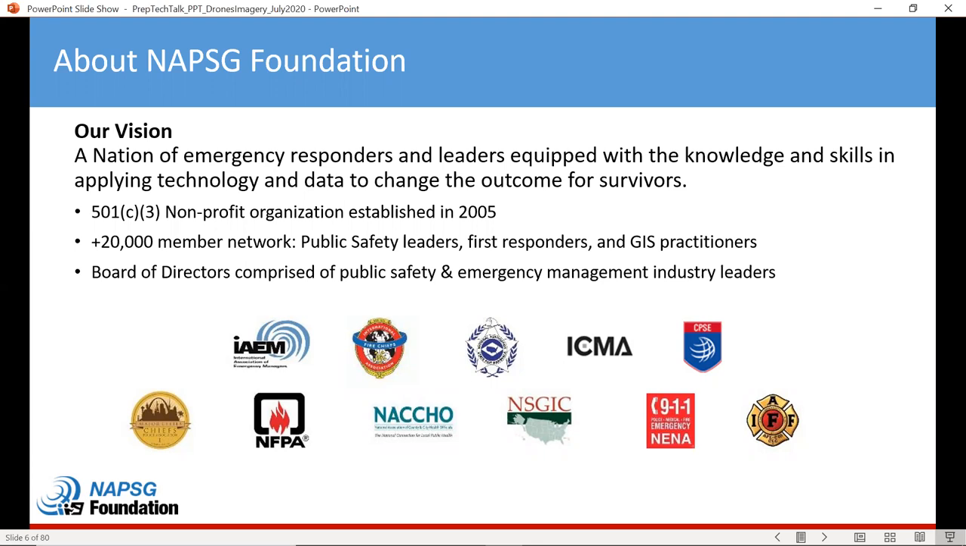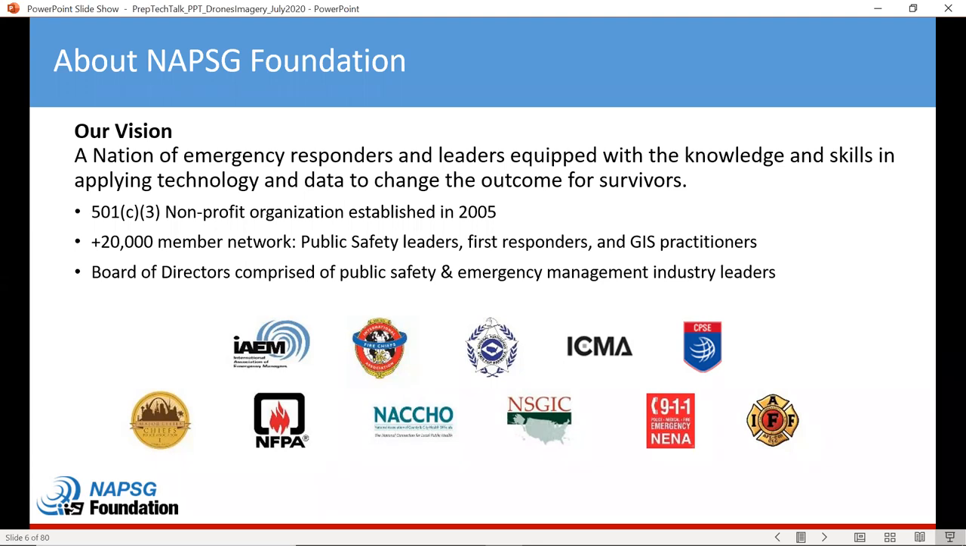The National Alliance for Public Safety GIS Foundation is a 501c3 nonprofit organization. We have a national network of over 20,000 members, both public safety and GIS practitioners alike, representing local, state, tribal, county levels. And our organization is governed by an independent board of directors that are primarily public safety practitioners with 30 plus years of experience in the field.